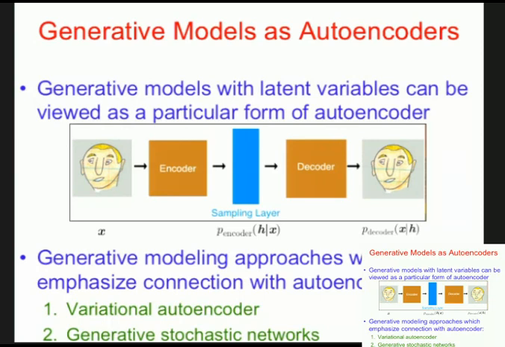One more thing to keep in mind is I only talked about a simple deterministic autoencoder. An autoencoder can also be probabilistic, and this will be some of the topic I'll be talking about in my next lecture, which will be about generative models in deep learning. So here, generative models with latent variables can be viewed as a particular form of autoencoder. So we have an image, encoder, and then the decoder, here's an image. But this box here is a probabilistic distribution. So this is X, and then this is a probability distribution of H given X.